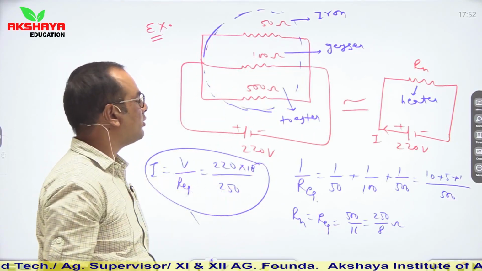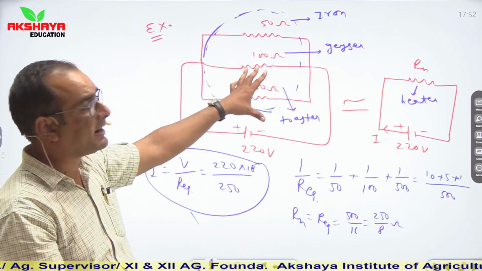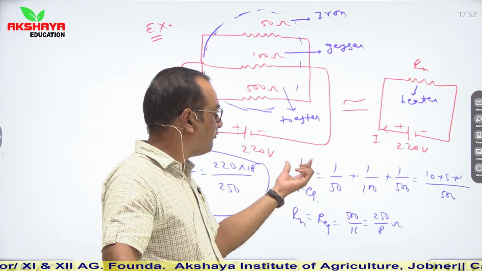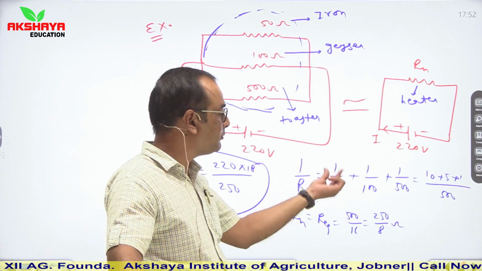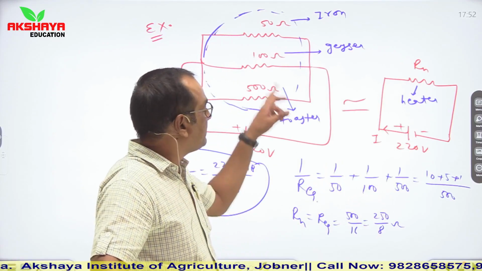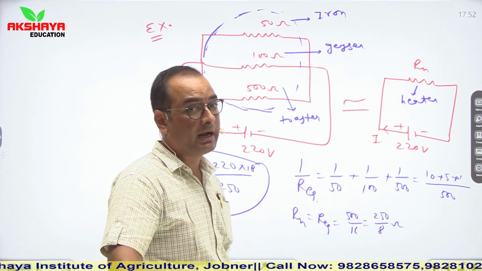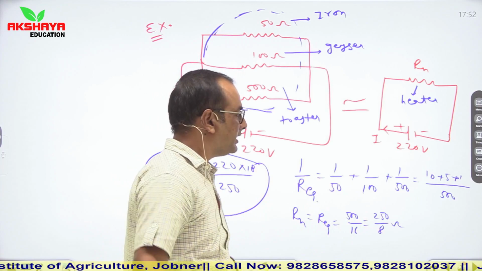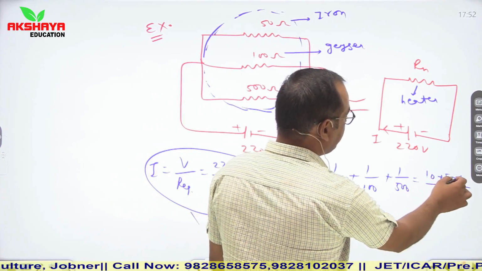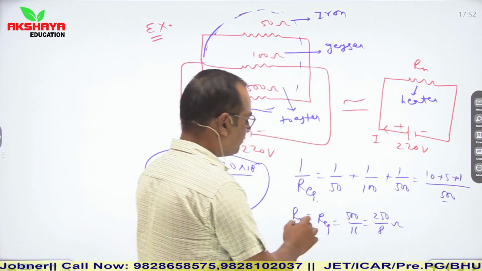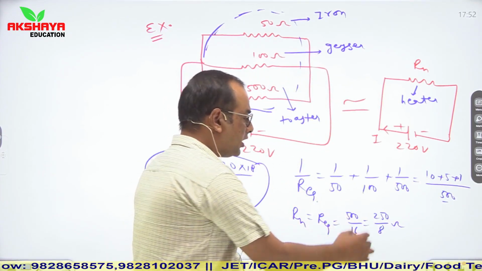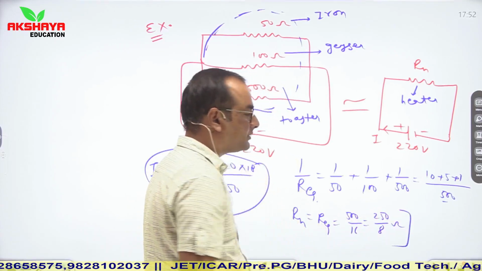So in this combination, all three resistors are connected in parallel. First of all, calculate its equivalent resistance by using the formula 1 upon R equivalent is equal to 1 upon R1 plus 1 upon R2 plus 1 upon R3. So here it is 1 upon 50 plus 1 upon 100 plus 1 upon 500. If we take LCM as 500, then it is 10 plus 5 plus 1. So we can say that R equivalent is equal to 500 upon 60, or you can say 250 upon 8.